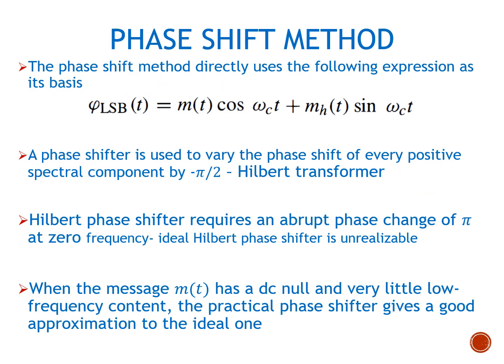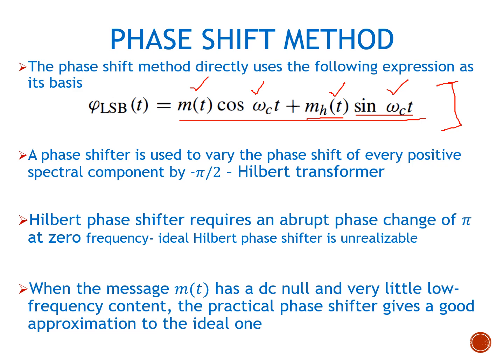So this means that if we can change the phase of the message signal, then we can get the single sideband modulated signal. That's why this technique is called the phase shift method. Now the general expression for a single sideband modulation is shown here, where we have m(t) cos omega_c t, and then we have m_h(t), which is the Hilbert transform of m(t), and sine omega_c t. So these two terms are phase shifted as compared to these two terms. This is the general expression for a single sideband modulated signal.